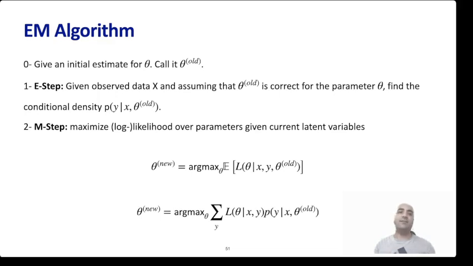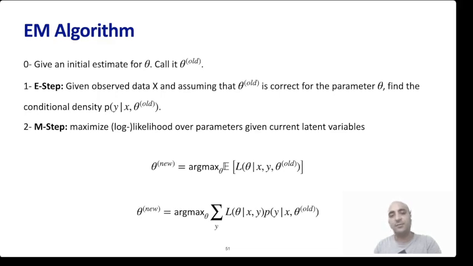So the EM algorithm consists of three steps. We have an initialization step, where we randomly initialize the parameters. Then we have the E step, where we estimate the probability of y, the hidden variable. And then we have the M step, where we maximize the likelihood over the parameters.